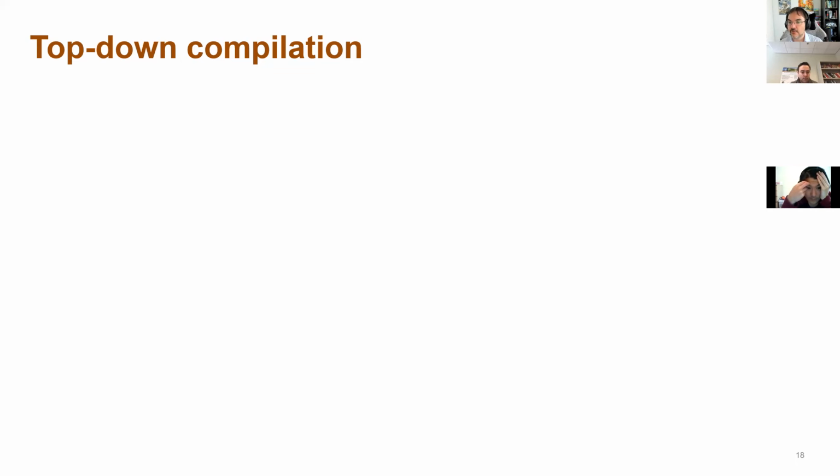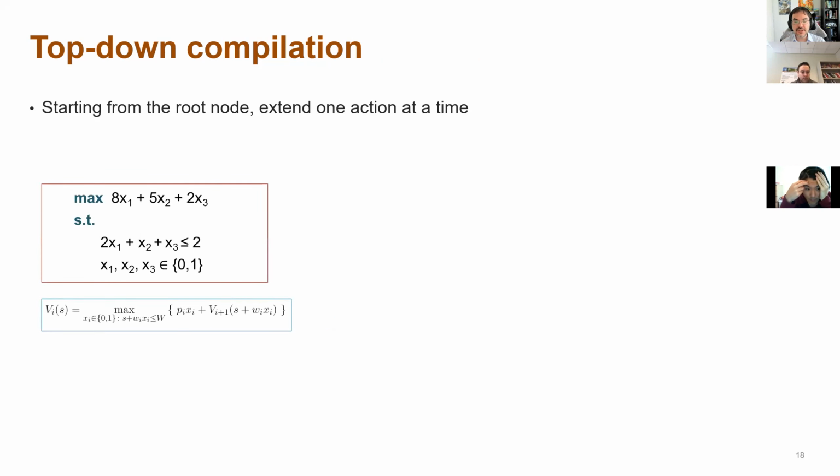Let's see how this works. Let's look at the top-down compilation. We're going to start at the root node, and then expand the layers one at a time. So suppose I have this problem here, and I have the DP. I'm going to have my decision diagram here with two types of arcs: either I include that item, or I don't include it, for each one of the variables. And remember, the state is the current load of the knapsack.